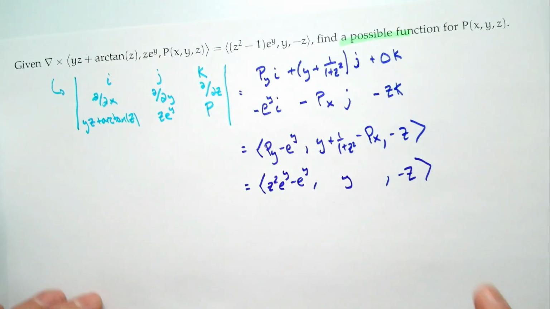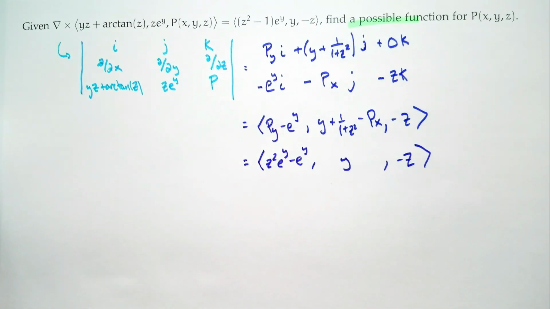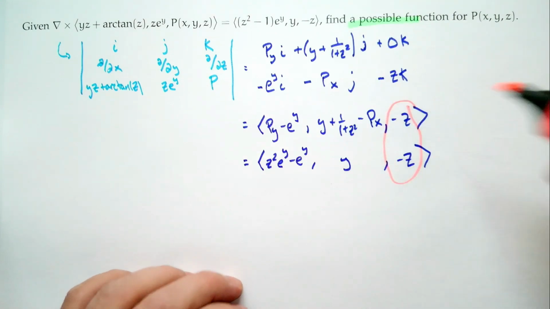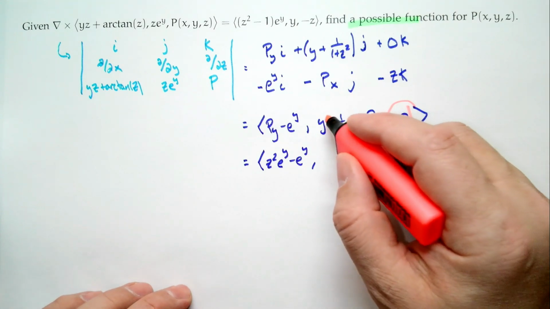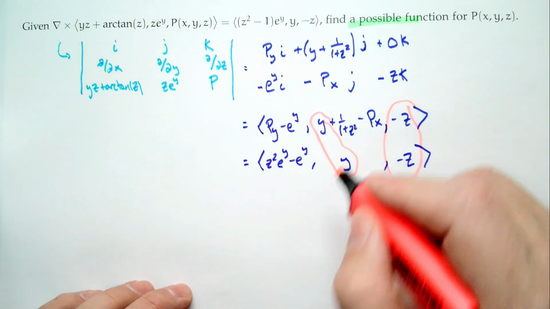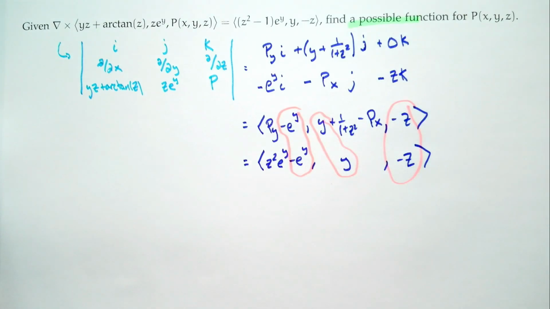So there's a couple of things going for us. We take a look and say, hey, that last entry, that's looking pretty good. It matches. So, woohoo! We'd be in trouble if it didn't match. The middle entry, the y's match. That's a good sign. The minus e to the y's match in the first entry. But then there's other pieces.